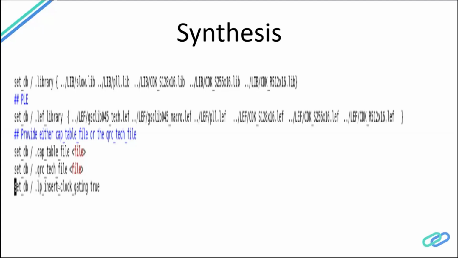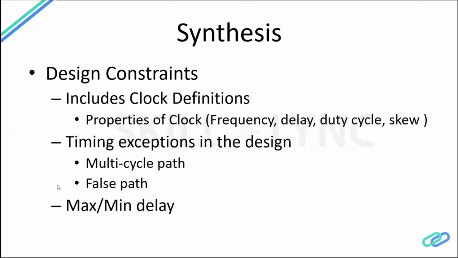Then we will talk about synthesis design constraints. What does design constraint mean? It is the properties of the clock: the frequency, delay, duty cycle, skew. Timing exceptions in the design include multi-cycle path, false path, or maximum delays. What is a maximum delay? Okay, so what is a multi-cycle path and what is a false path?